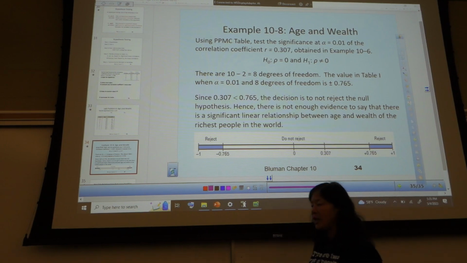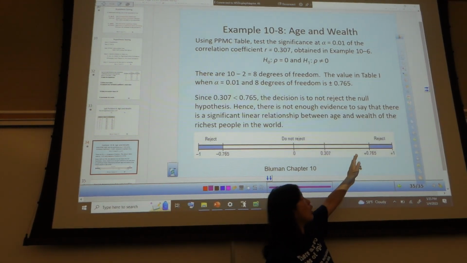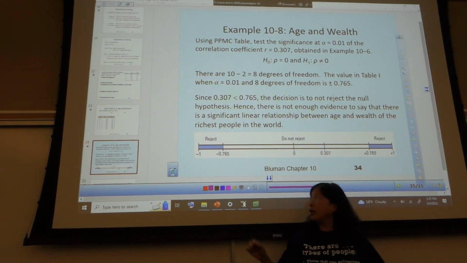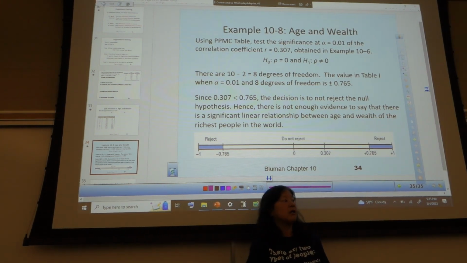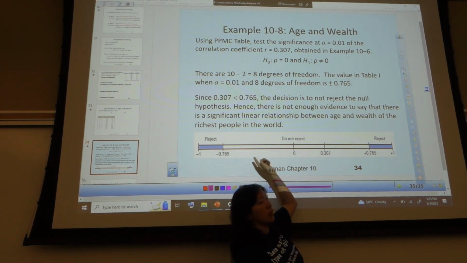So the idea being that if your p-value is less than or equal to alpha, that means that you are close enough to +1 or -1 to be aligned. And if your p-value is larger than alpha, then that means that you are not close enough.